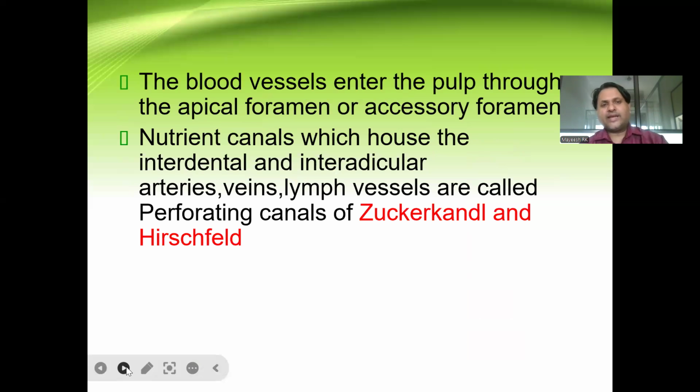The blood vessels enter through the apical foramen or the accessory foramen. And we have something called nutrient canals that house the interdental, the interradicular arteries, veins, lymph vessels. And these perforating canals are called the canals of Zuckerkandl and Hirschfeld. So this is again asked as a short note, probably as a viva question. You just need to remember that these are basically nutrient canals.